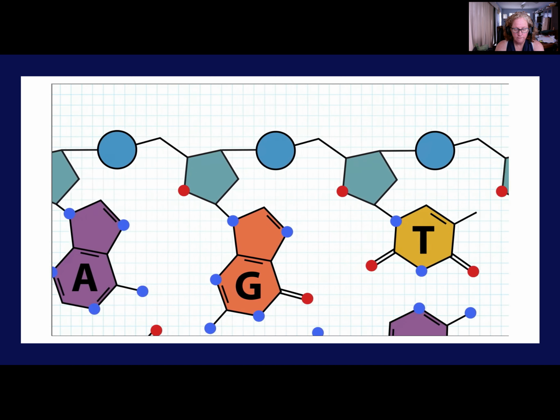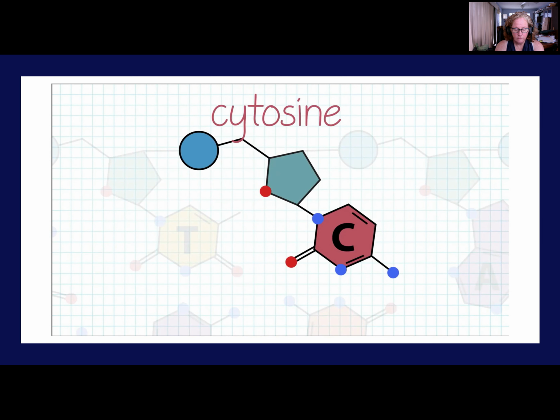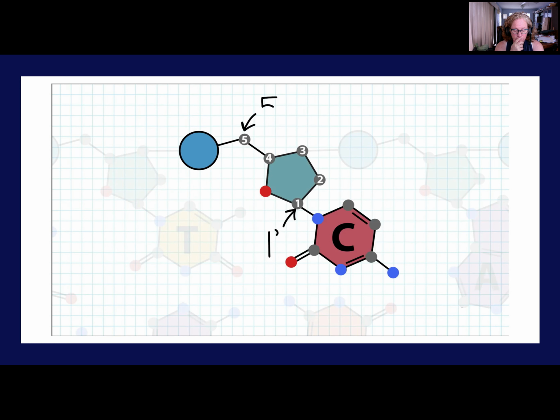guanine, thymine, and cytosine. The nitrogenous base is always attached at the 1' carbon of the sugar. If we count from there, we can see that there is a phosphate between the 5' carbon of one sugar and the 3' carbon of the neighboring sugar.